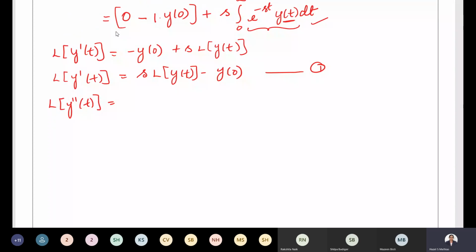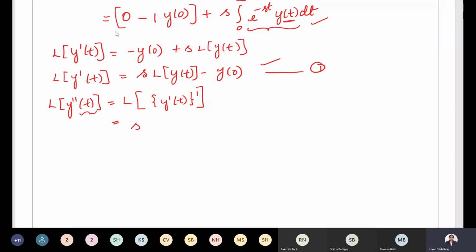So how can you write this? You can write this as y dash of t whole dash. This y double dash of t, I have written as Laplace transform of y dash of t whole dash. Now next, this is nothing but Laplace s into, use this one, use 1.